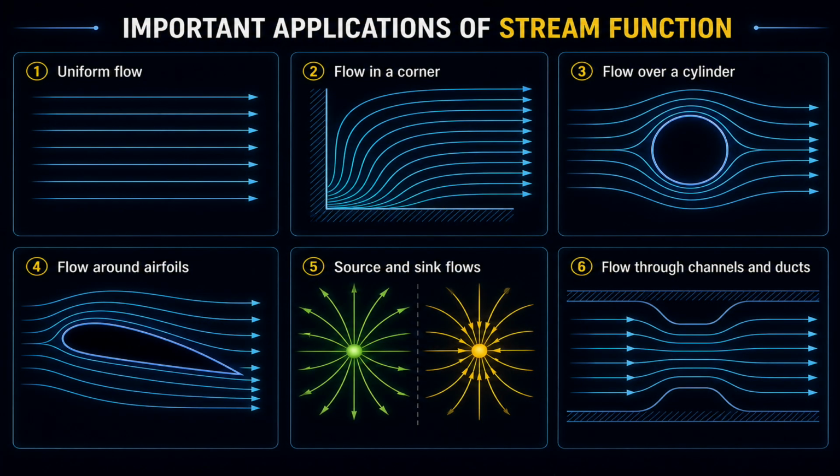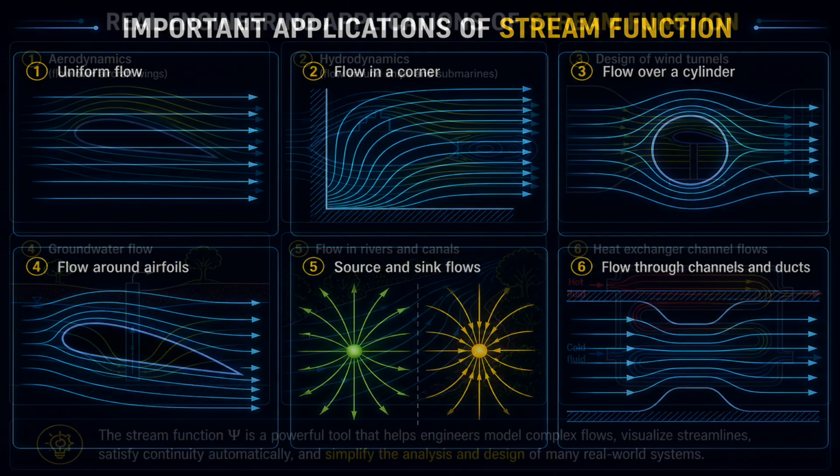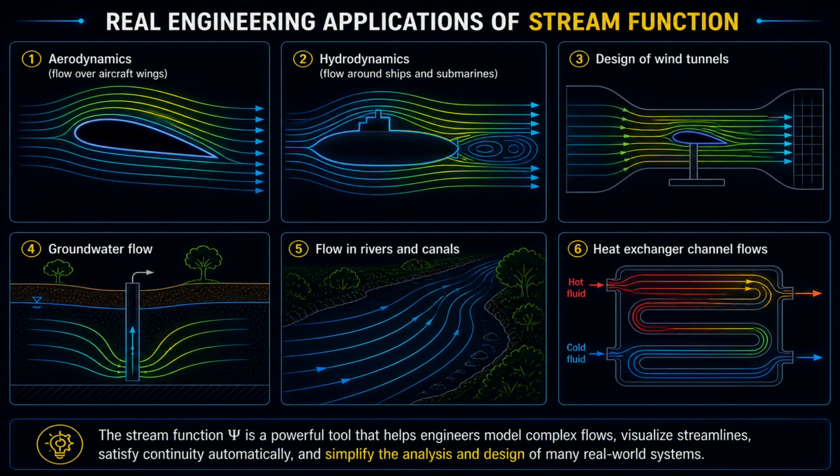The stream function is used to solve many practical two-dimensional incompressible flow problems. Some common examples are uniform flow, flow in a corner, flow over a cylinder, flow around airfoils, source and sink flows, and flow through channels. In engineering, the stream function is extremely useful in many areas.